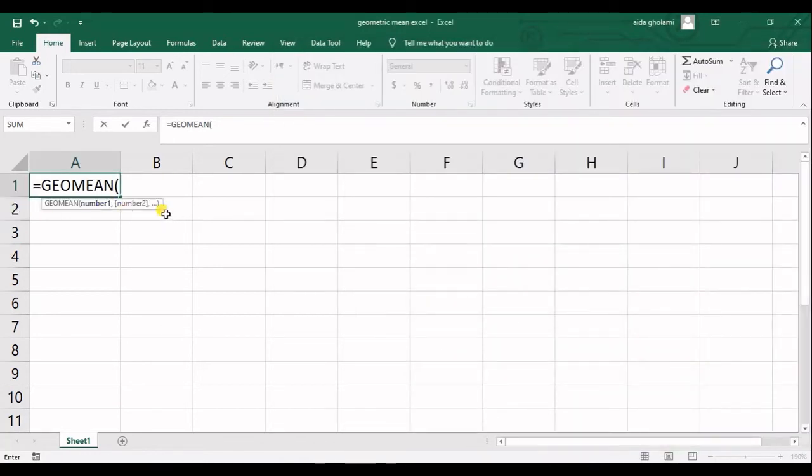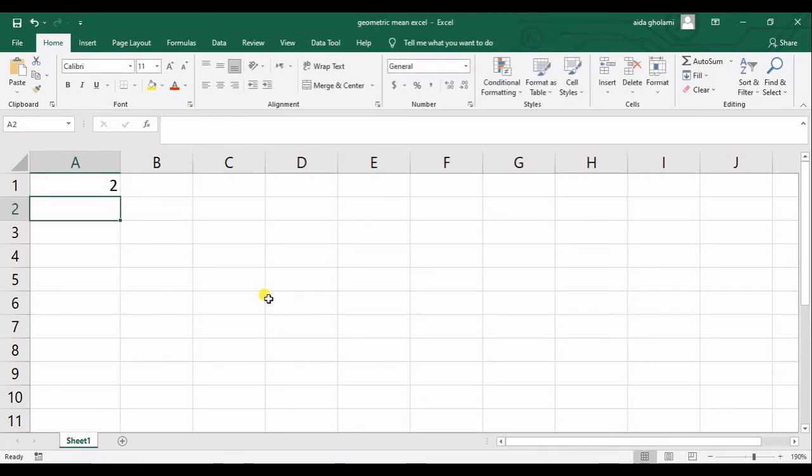Then we want to have our numbers, of course. Just to try it, I want to give two numbers, which is easier. So 2 and 2: 2 multiplied by 2 will be 4, and the square root of 4 will be 2.